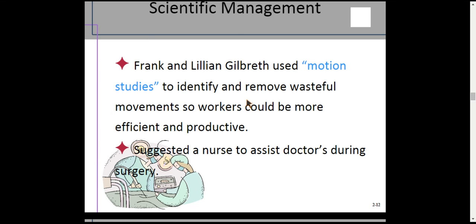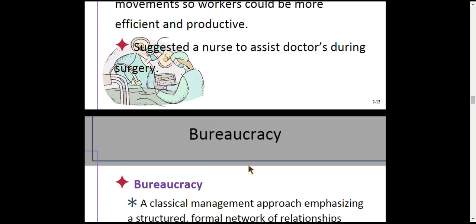Frank and Lillian Gilbreth used motion studies to avoid wasteful movements. So they suggested that a nurse would assist a doctor during surgery to make them more efficient. So you wouldn't have wasteful movements. All I know is from a TV show because I've never been in an actual operating room. But you have your doctor and then they turn to their nurse and they say scalpel, right? So they don't move from where they are during their surgery, but the nurse is there to assist them so they can become more efficient.